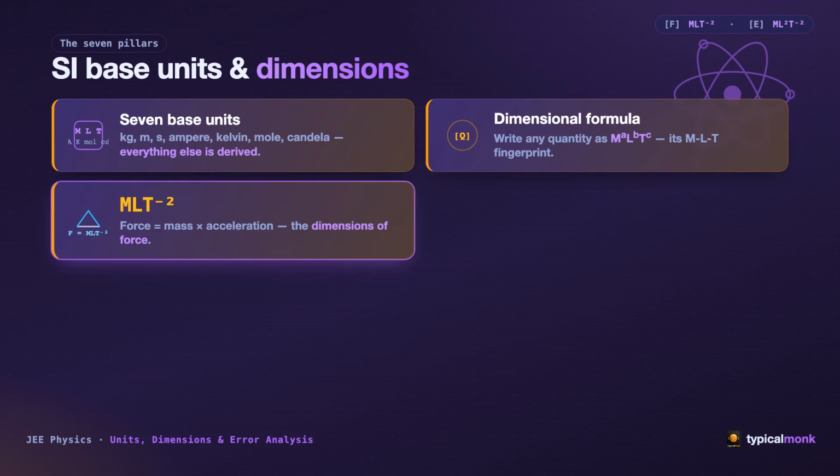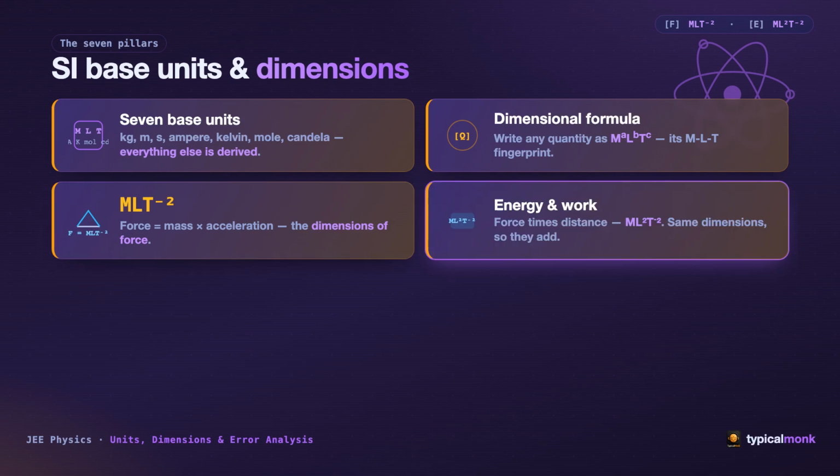Take force. Force is mass times acceleration, and acceleration is length over time squared. So force is MLT to the power minus 2. That is the fingerprint of every force in the universe. And energy, which is force times distance, becomes ML squared T to the power minus 2. Here is the payoff. Work, heat, and torque all share this fingerprint, which is exactly why they can be added together and compared. Same dimensions, same family.